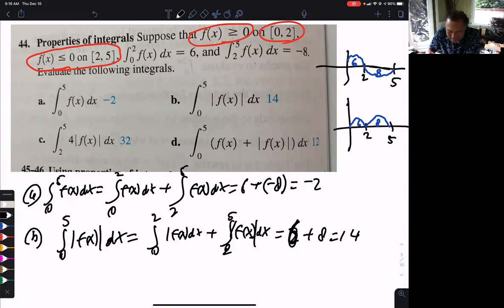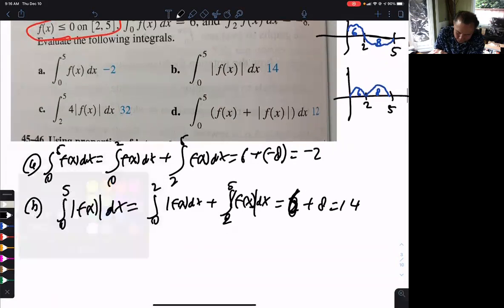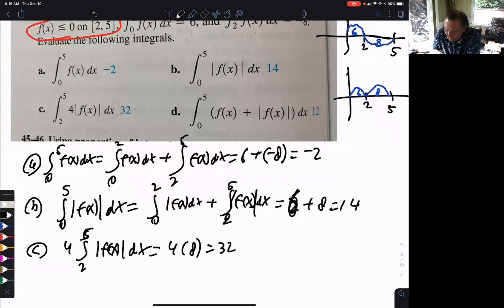Okay, that's that one. So letter C, I'm going to pull the 4 out in front because that's the property we have. And what's the integral from 2 to 5? Well, 2 to 5, the absolute value, it moved on top. So now it's going to be a positive 8. So it's 4 times 8, or 32.